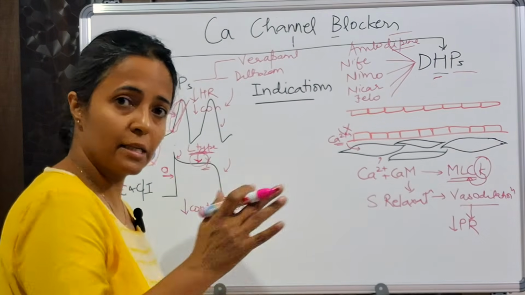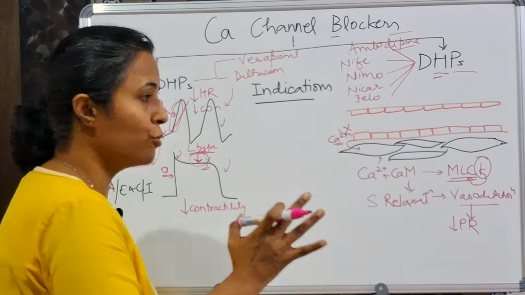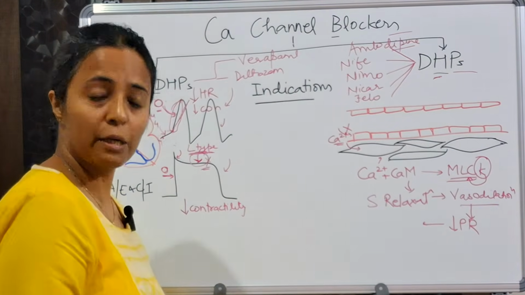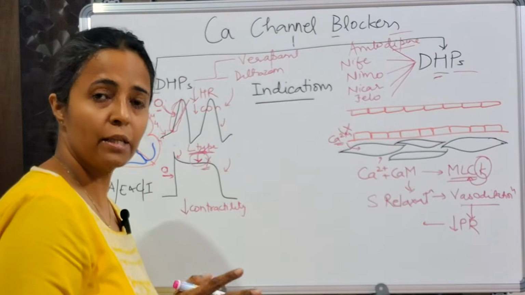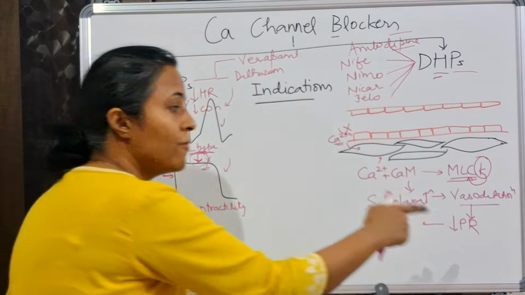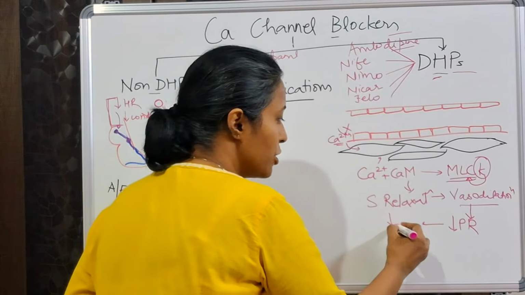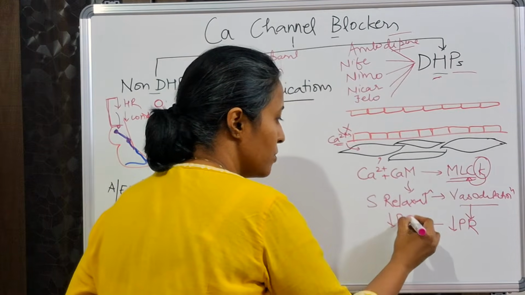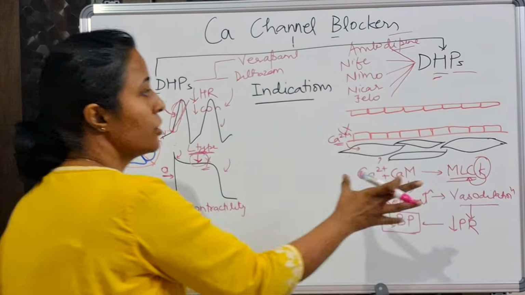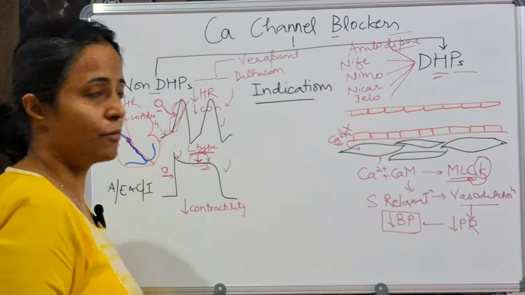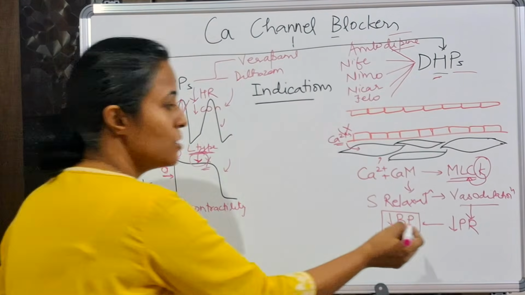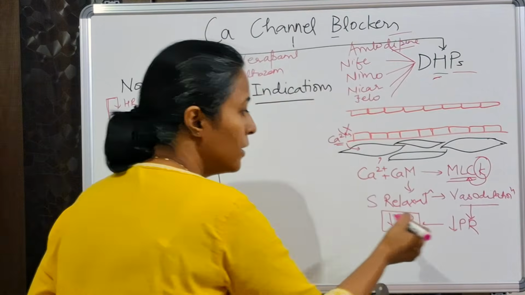Okay, diameter is increasing, resistance to blood flow is going to decrease, and peripheral resistance is a determinant of blood pressure. Two determinants of blood pressure are there, that is cardiac output and peripheral resistance. So peripheral resistance decreases, blood pressure decreases. Okay, so this decreases the blood pressure. Fine. So this is the action on the smooth muscles of the blood vessels and this is the action on the heart.